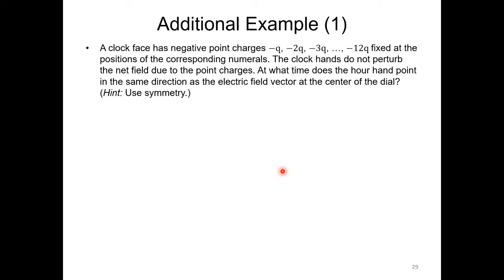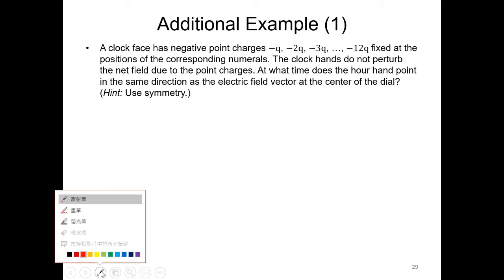let's have an additional example. So in this one, a clock face has negative point charges, negative Q, negative 2Q, up to negative 12Q, fixed at the positions of the corresponding numerals, which means that you can imagine the clock there. So at the number 1, it has a charge negative Q. At the number 2, it has a charge negative 2Q. And up to the 12, you have a negative 12Q, something like this.